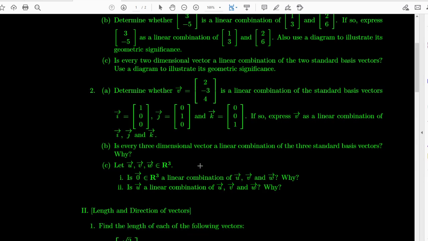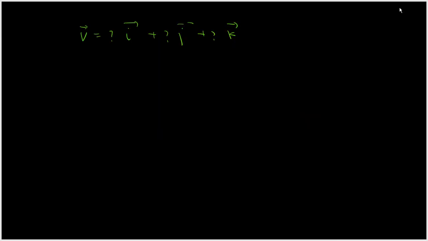a linear combination? Are there three numbers having the condition that v is a number times i, plus another number times j, plus the third number times k? Now let's recall v. V is the vector with three components: 2, -3, and 4.